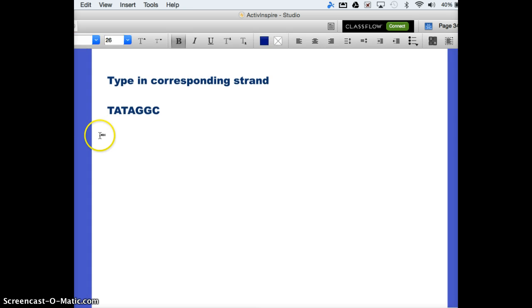Corresponding N bases again, we'll come over here, and the answer is A, T, A, T, C, C, G. And that's if you're making DNA.